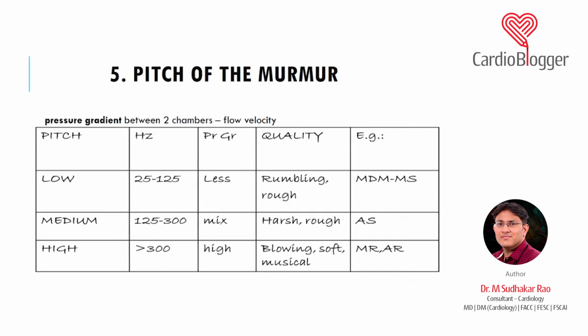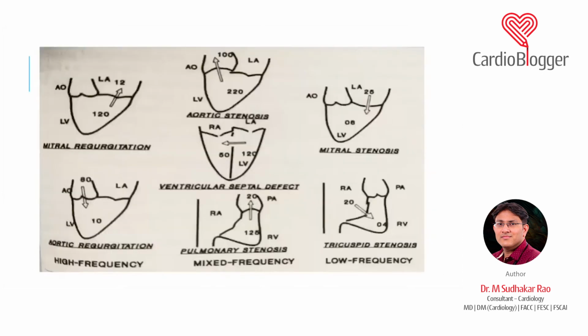So for your exam's sake, they may ask you which are the low pitch events. We discussed in the last class, S3 and S4 are low pitched. MS and other mid-diastolic murmurs, except Austin Flint murmurs, are low pitched. Whereas most of the other events like S1, S2, murmurs of MR, AR, your pericardial rub, your opening snap, these are high pitched events. Low-pitched events are better heard with the bell of the stethoscope, whereas high-pitched events are better heard with the diaphragm of the stethoscope.